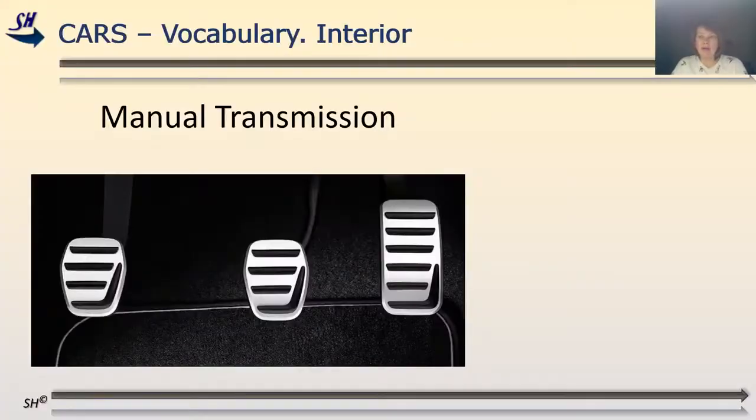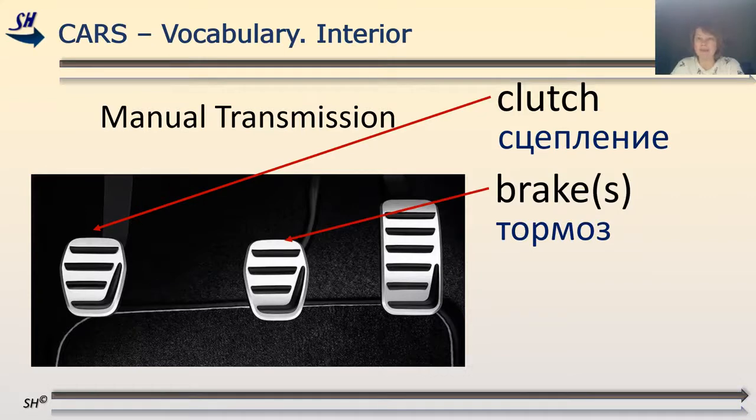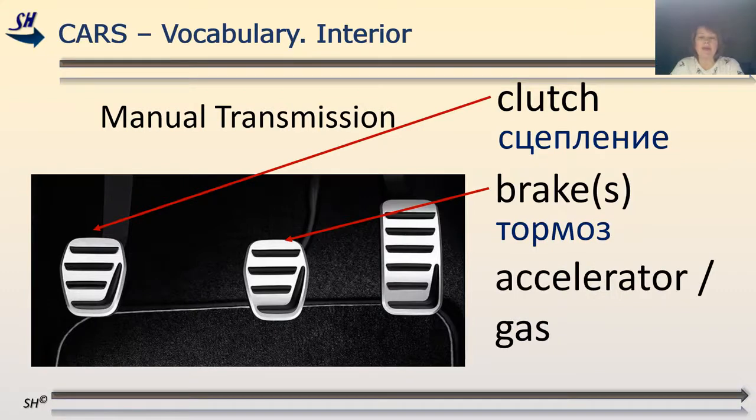When we look underneath the steering wheel, we can see pedals. Depending on the transmission, there can be 2 or 3 of them. So for a manual transmission, there are 3 pedals. The first one, the one on the left, is called a clutch. The second one is called a brake or the brakes. The third one is the accelerator or the gas pedal.